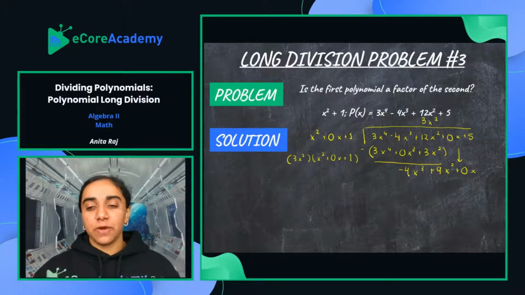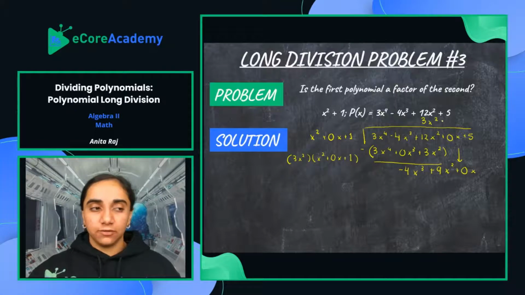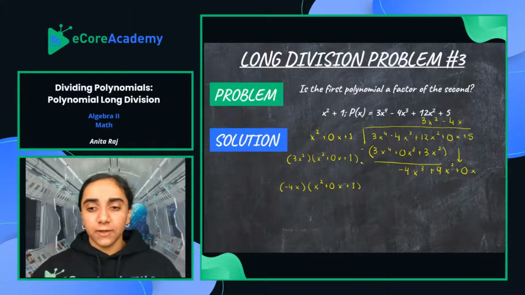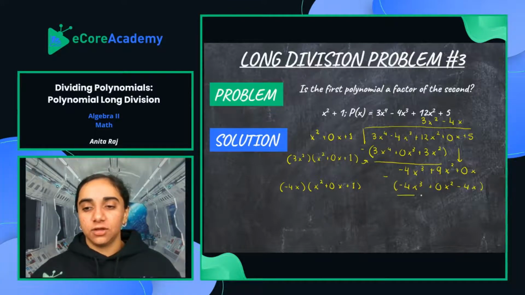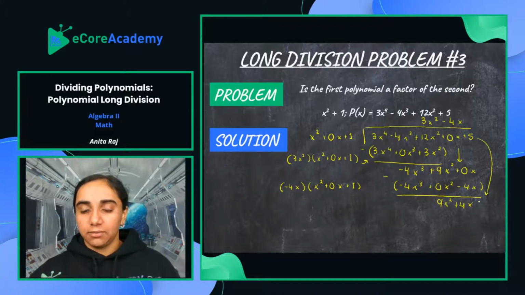Now we're going to see how many times x squared can go into negative 4x cubed. Well, we have to multiply by negative 4. We also have to multiply by another x to get x times x squared to equal x cubed. So now we're going to do negative 4x times our divisor, which is x squared plus 0x plus 1. If we multiply that all out, we get negative 4x cubed plus 0x squared minus 4x. And if we subtract that, negative 4x cubed minus negative 4x cubed, that's just going to be 0. 9x squared minus 0x squared is just 9x squared. We get 0x minus negative 4x, which is positive 4x. And then last, we want to drop this 5 down here, and we're going to get plus 5.